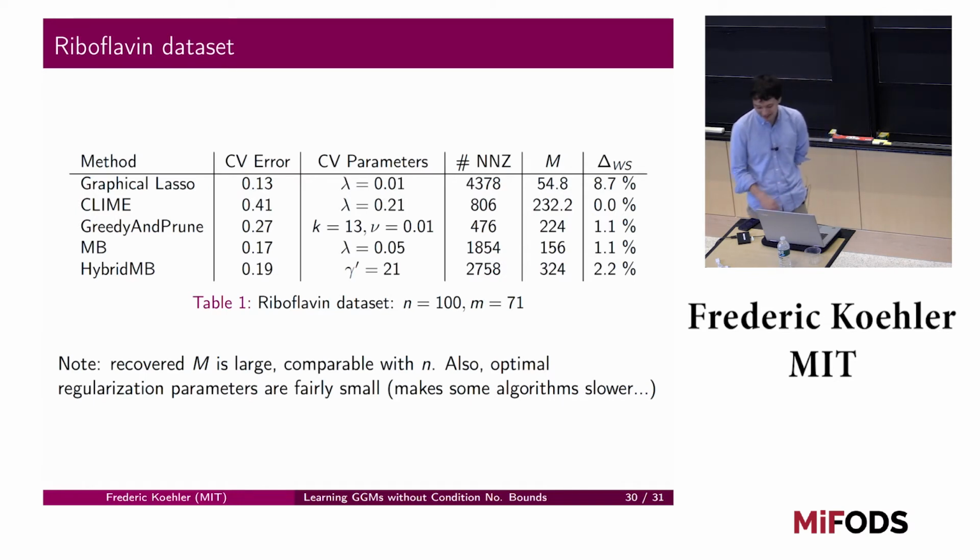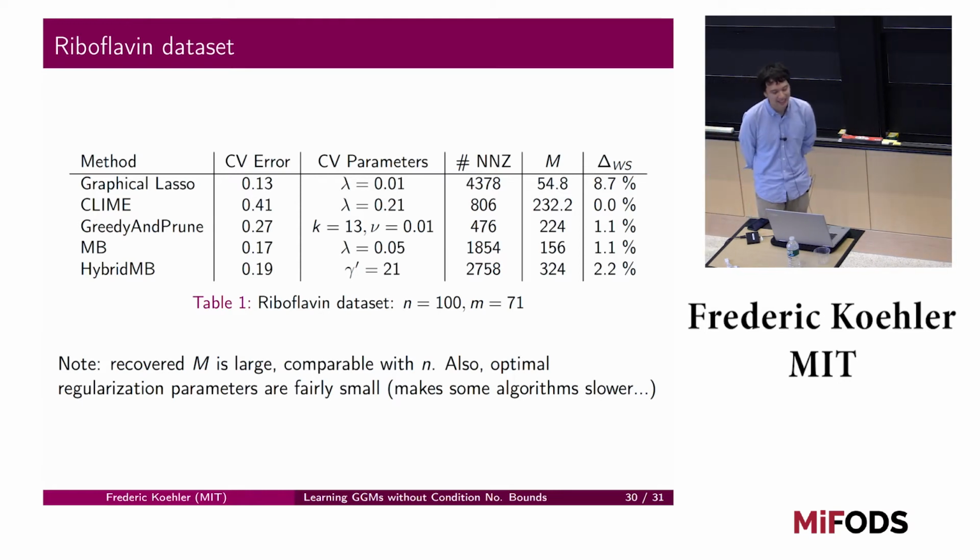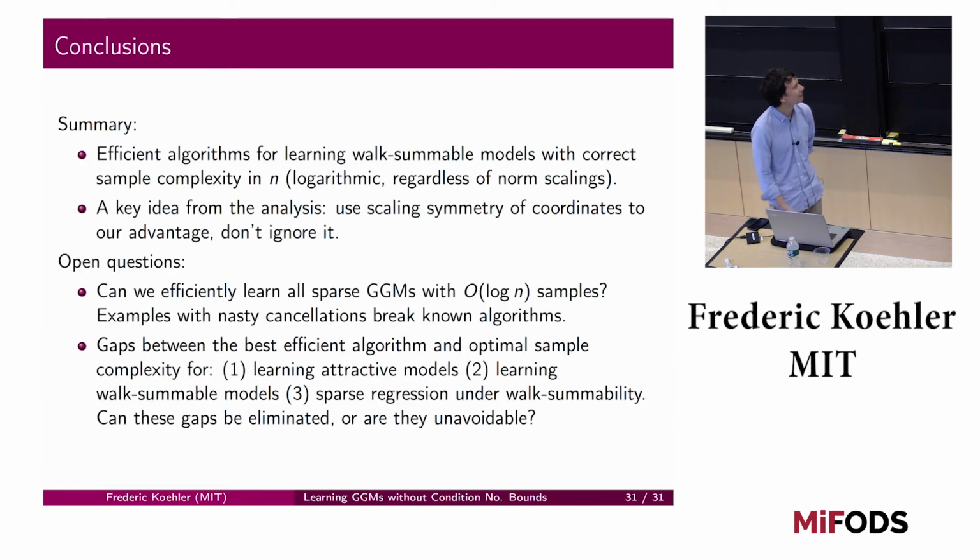Okay, we also ran it on some Riboflavin data set. I won't belabor this, it's a relatively small data set. But one thing that's interesting is you see that the parameter m is comparable to the parameter n, which suggests that our concern might actually be valid in real data as well.